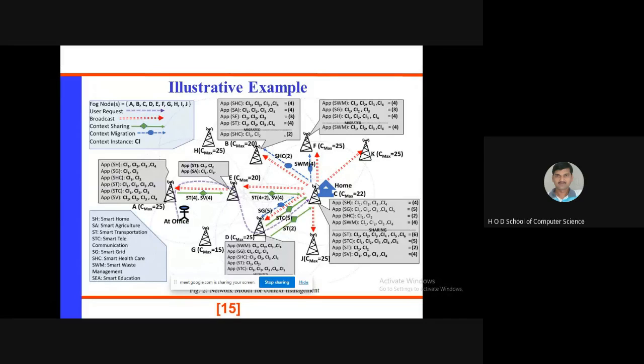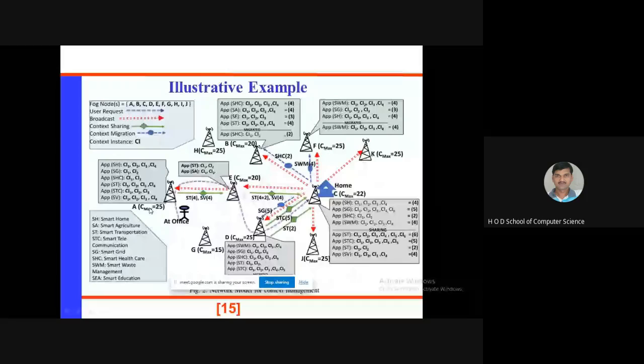Before I start this example, let me explain the information that each fog node has. For example, here I am taking fog node A. Fog node A's buffer size, or what you call CMAX, means the number of content instances it can store, that is 25. The maximum you can store is 25.